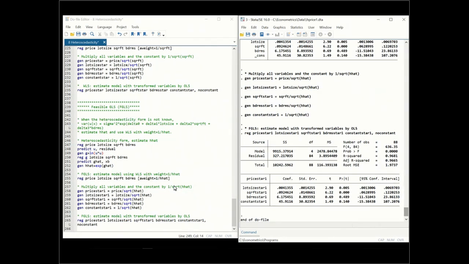But overall, the results show that even after correcting for heteroscedasticity, the results are very similar in general.